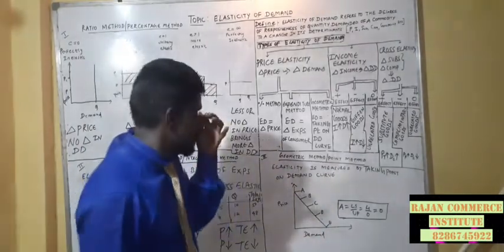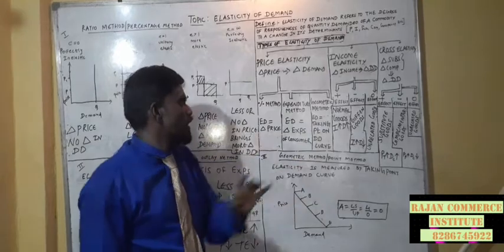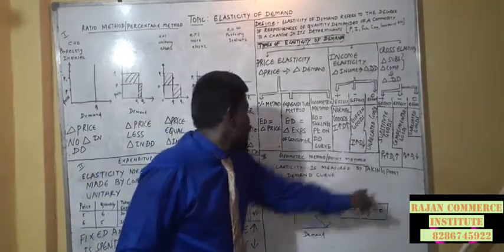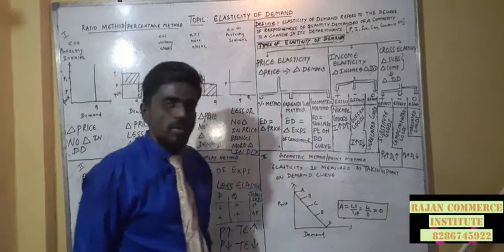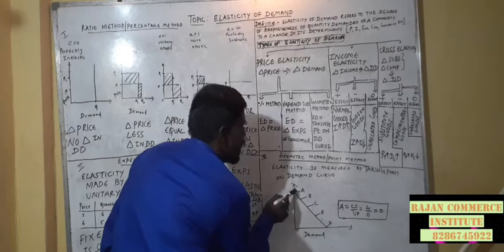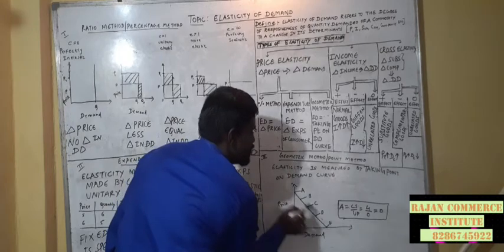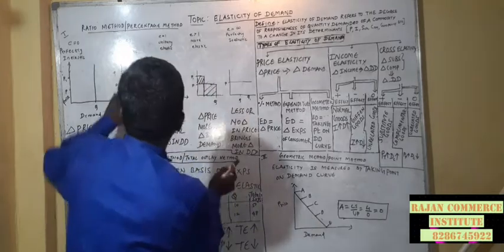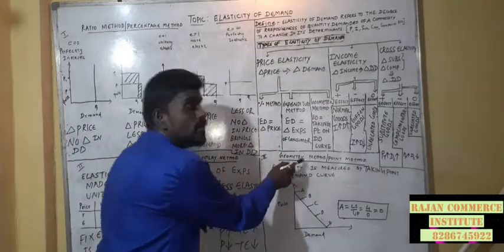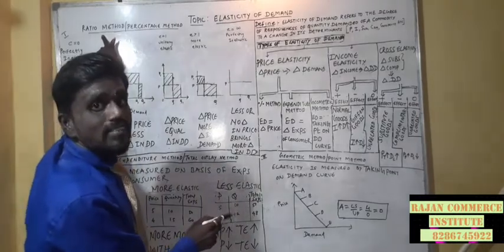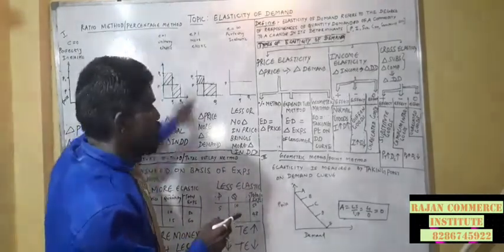As the word mentions, geometric method. What's the meaning of geometric method? Elasticity is measured by taking a point on the demand curve. You people know that the demand curve is sloping downwards from the y-axis to the x-axis. We are having 5 points. Geometric method is an extension of the ratio method.